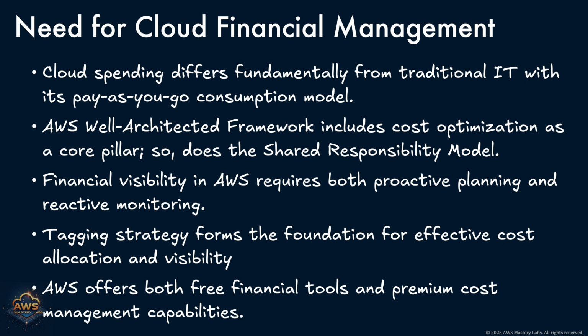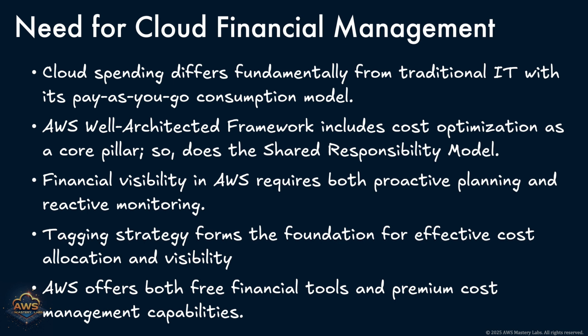In fact, cost optimization is one of the 5 pillars of the AWS Well-Architected Framework. That means it's not an afterthought. It's a critical design principle that should be part of every decision you make in the cloud. Gaining visibility into your AWS costs requires both proactive planning, such as setting budgets and forecasts, and reactive monitoring, like identifying unexpected usage spikes or underutilized resources.